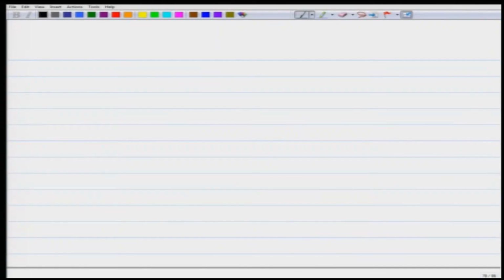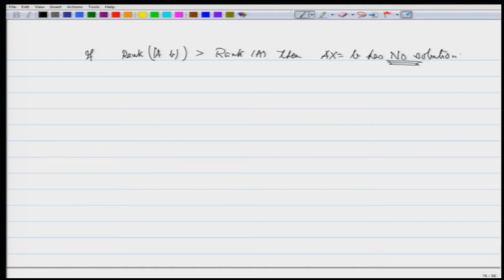So, as a corollary or as an understanding of what we have done, if rank of the augmented matrix is greater than rank of A, then Ax is equal to b has no solution. Is that okay? Fine. So, this is when b is non-zero, all right. So, this can happen only when b is not 0, fine.